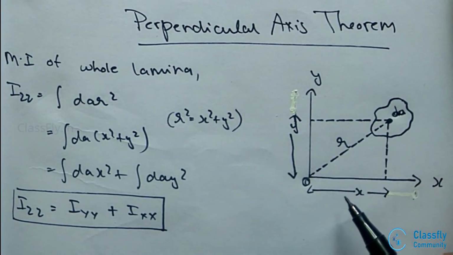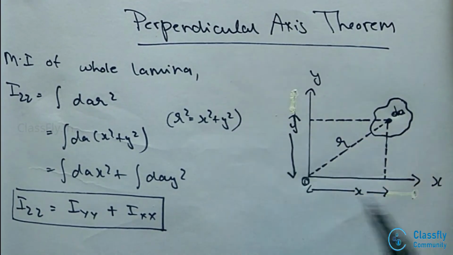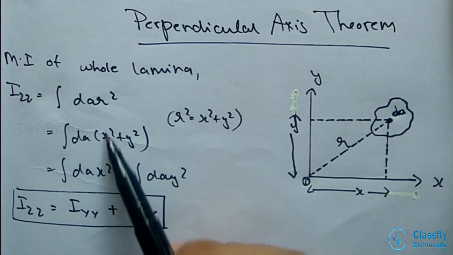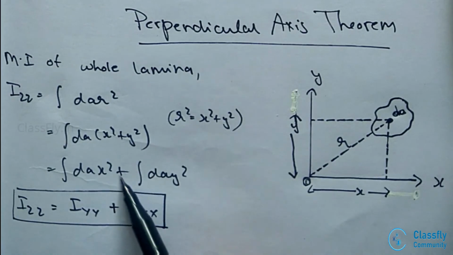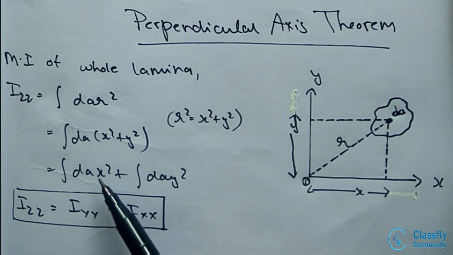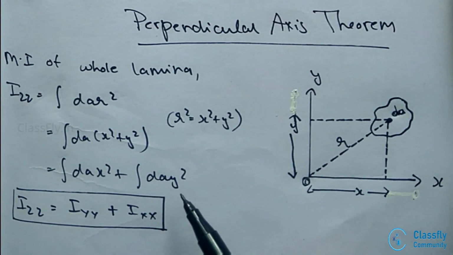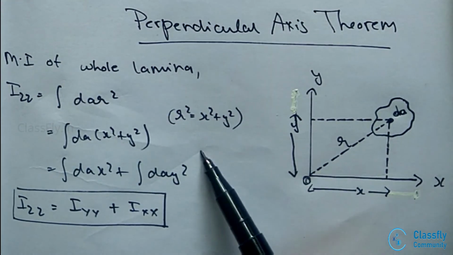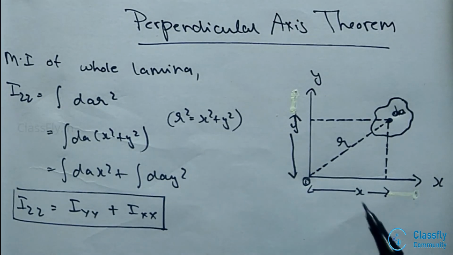Now, applying Pythagoras theorem to this triangle, we have r square is equal to x square plus y square. Hence, this can be further written as integral of dA into r square, that is x square plus y square. On expanding, we have integral of dA x square plus integral of dA y square. Now, we know that integral of dA x square is nothing but the moment of inertia about the y-axis. Also, integral of dA y square is nothing but the moment of inertia about the x-axis. Hence, this can be written as Iyy and this can be written as Ixx. Hence, finally, we write Izz is equal to Iyy plus Ixx.